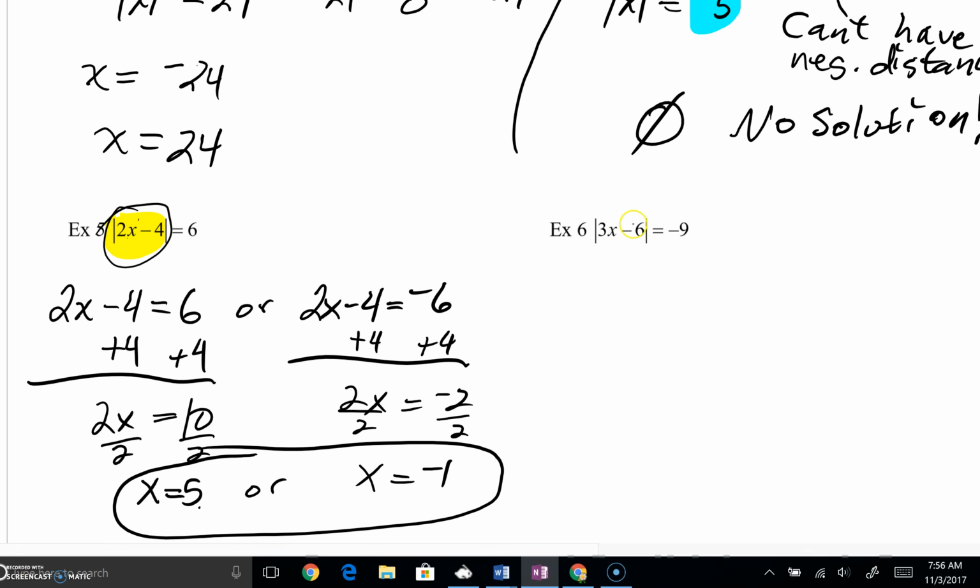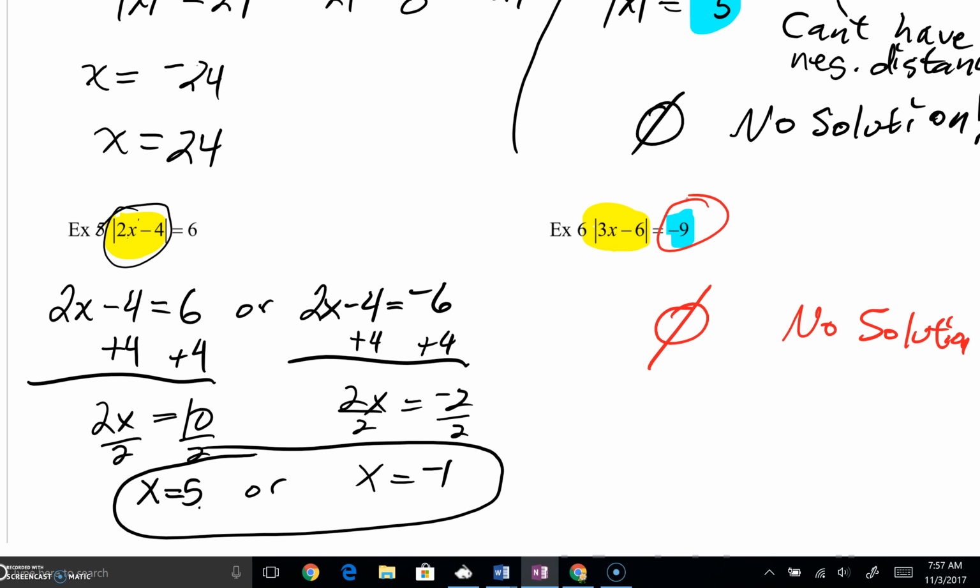Okay. The last one, for example, 6. Is the absolute value alone? Yes. Is the absolute value set equal to something positive? No, it's no solution. Guys, like I said, this is a problem where you can say, well, wait a minute, why would it be no solution? The absolute value is a distance. You can't have the absolute value equaling something negative.